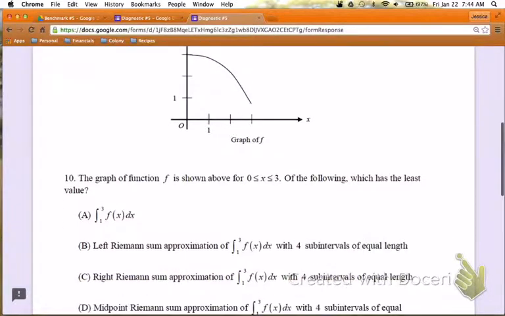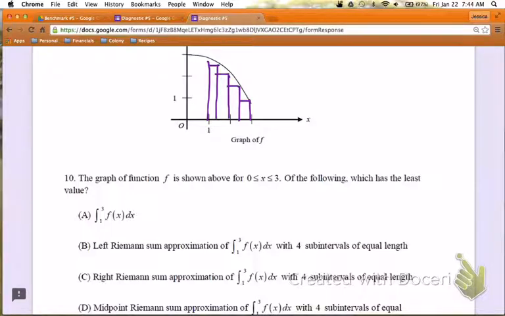If we look at part C, it says the right Riemann sum approximation with 4 subintervals. So again, I put my little subintervals back up, but this time I'm coming from the right-hand side. Notice that these are all smaller, so they're all below the graph. If they're below the graph, that means they're an under approximation, which means the area calculated would be the least amount so far. So between A, B, and C, C is the smallest amount.